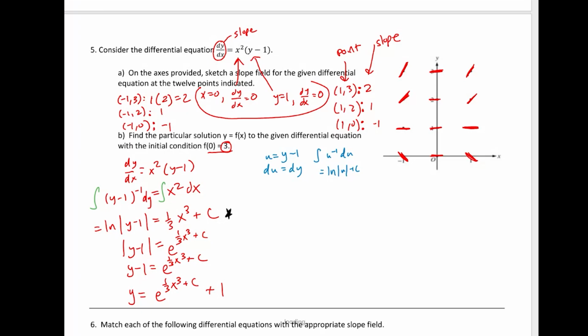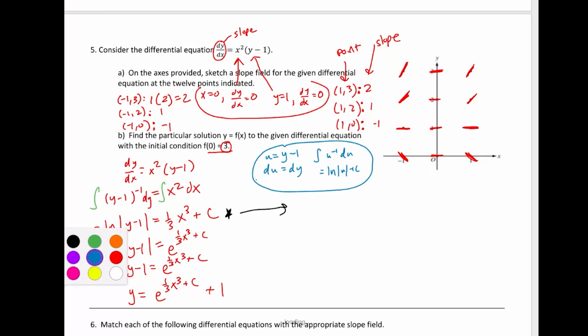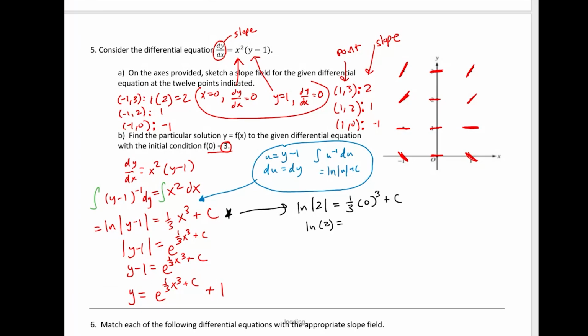All right, so now we're going to go find that c. Just to make sure we're clear about what happened here, I'm just going to put a little arrow here to explain where that work goes. Okay, so we're going to plug in 0, 3 here. We've got the natural log of 3 minus 1, so natural log of the absolute value of 2, which of course is just going to be 2. 1/3 times 0 cubed plus c. So the absolute value of 2 is just 2, so we get natural log of 2 equals c.